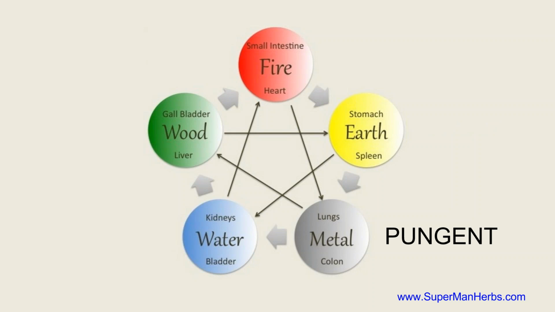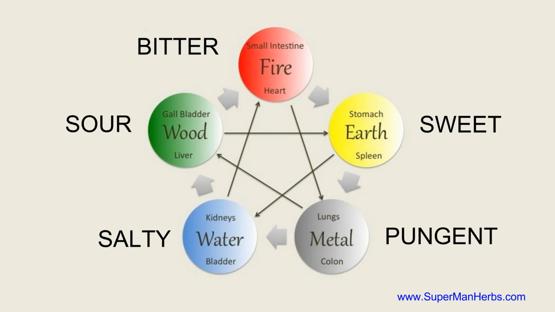One way you can think of this is if you have something really spicy, you oftentimes start breathing pretty heavily, right? And that's the lungs, the major organ of the metal element. So that is our 5 tastes. Water is salty, wood is sour, fire is bitter, earth is sweet, and metal is pungent.